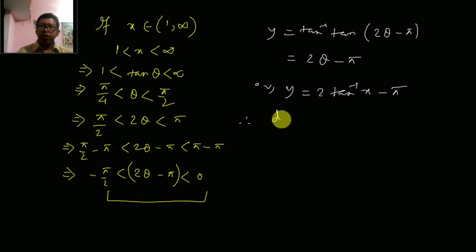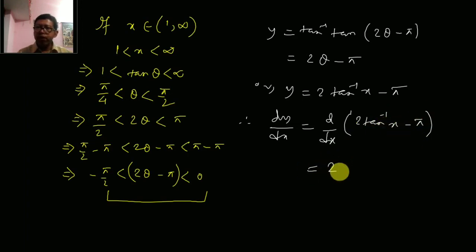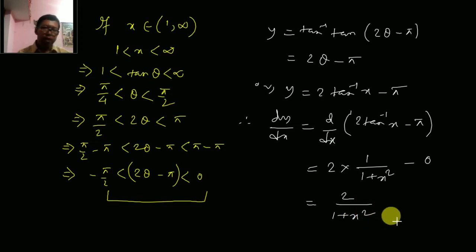Now differentiate on both sides with respect to x: d/dx of 2 tan inverse x minus pi. So 2 into the derivative of tan inverse x, which is 1 upon 1 plus x square, minus the derivative of pi, which is a constant, so 0. Ultimately you are getting 2 divided by 1 plus x square. This is your result.